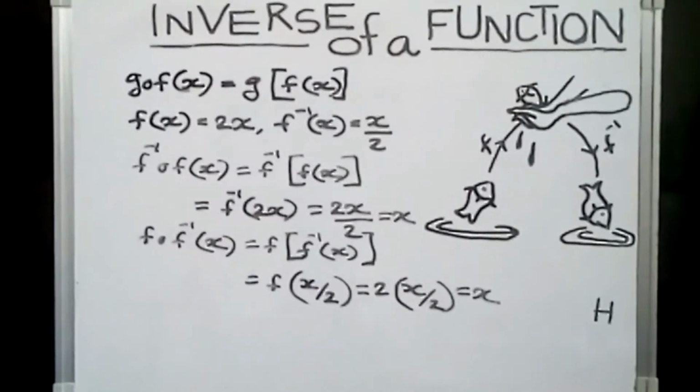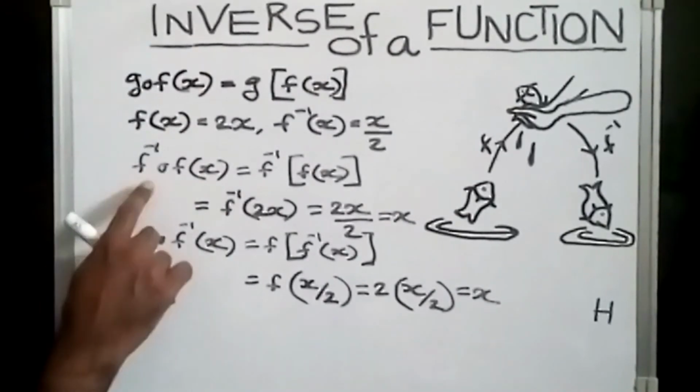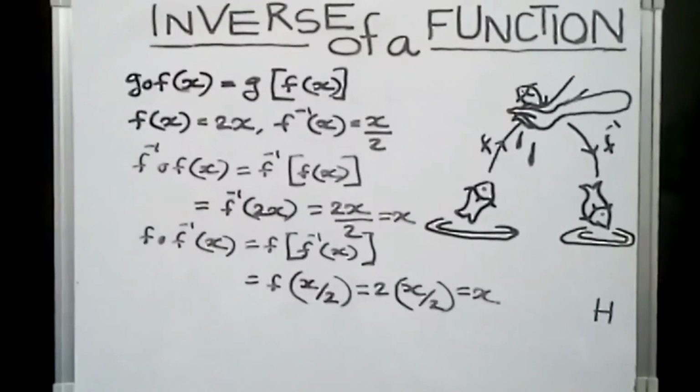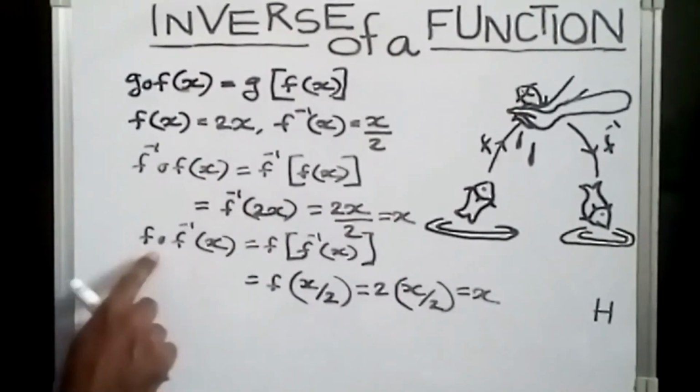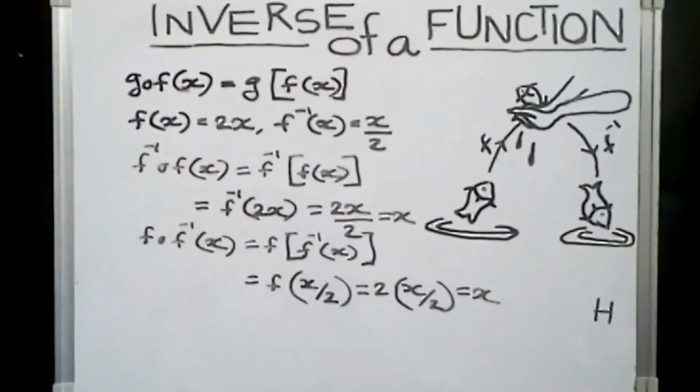Thus, we have the idea that if two functions are inverses of each other, then their composition will be x itself. f inverse of f of x equals x and f of f inverse of x equals x. We get the identity function. Thus, we can verify whether the second function is the inverse of the first function or not.